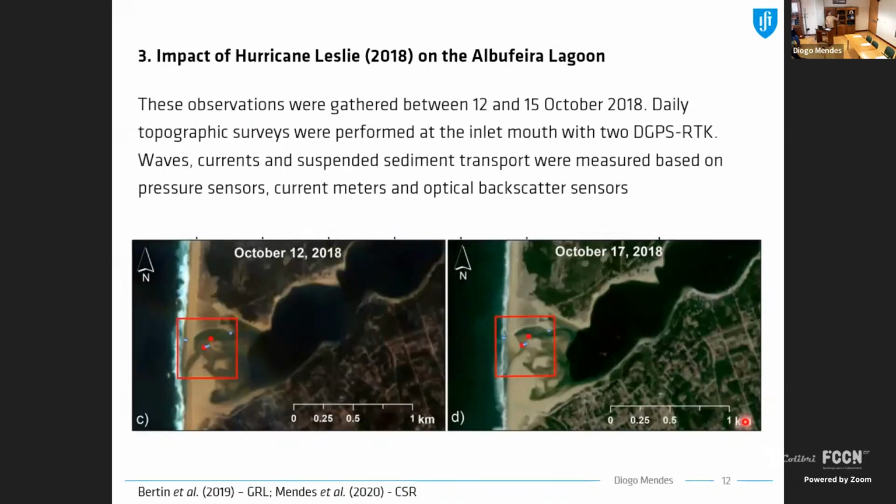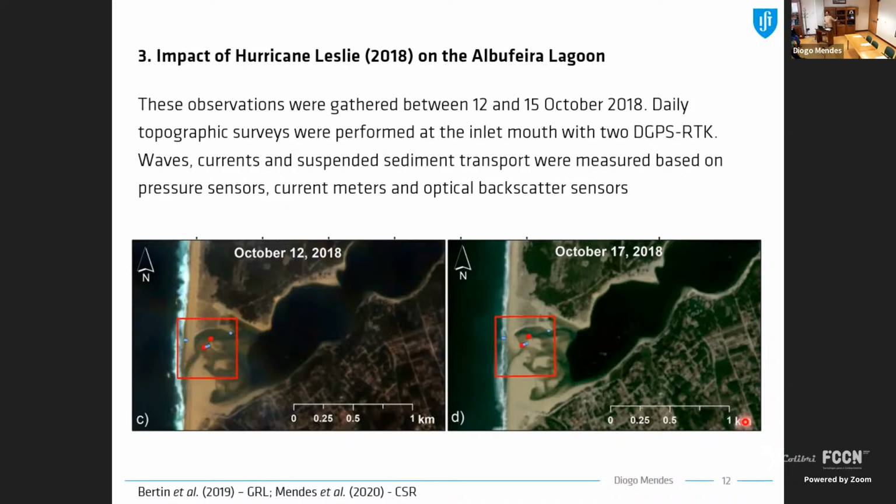Observations were gathered between the 12th and the 15th of October 2018, and daily topographic surveys were performed at the inlet mouth with two GPS systems, more or less around the red square that you see in the picture. Waves, currents, and sediment transport were measured based on pressure sensors, current meters, and optical backscatter sensors at the locations that you see on the image, the blue locations and the red locations.